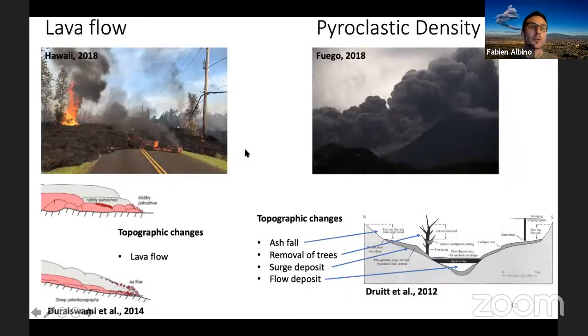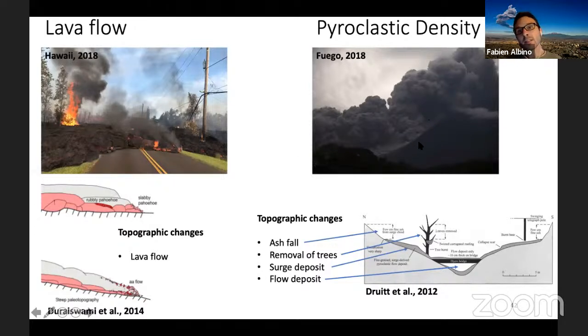Why it has been used a lot for lava flows is because the topographic changes associated with lava flow are very easy to detect. Here you see a picture of the Hawaii eruption, and you have here the edge of the flow. You can really see the difference between the non-impacted area here that will have no topographic changes, and here the lava flow in place, that will give you a strong topographic change.